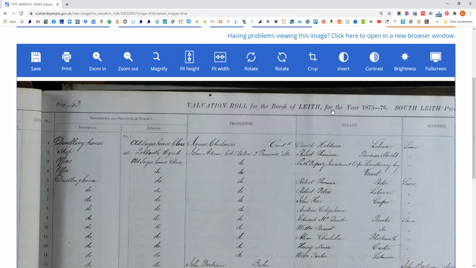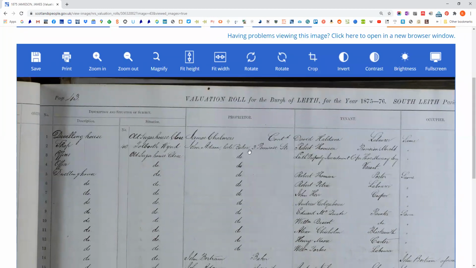So here we're in South Leith, which is now part of Edinburgh, where you get the description. So you have a dwelling house, a shop, offices, and then dwelling houses. The addresses, so we have Old Sugar House Close.